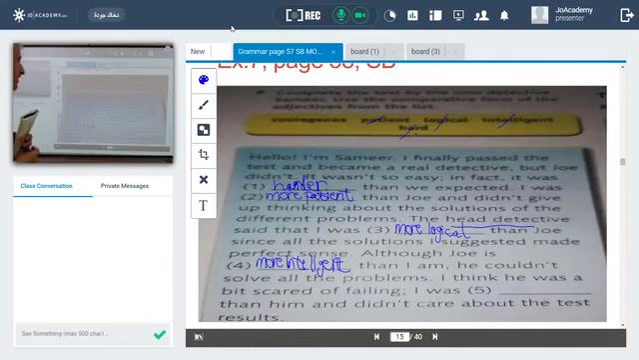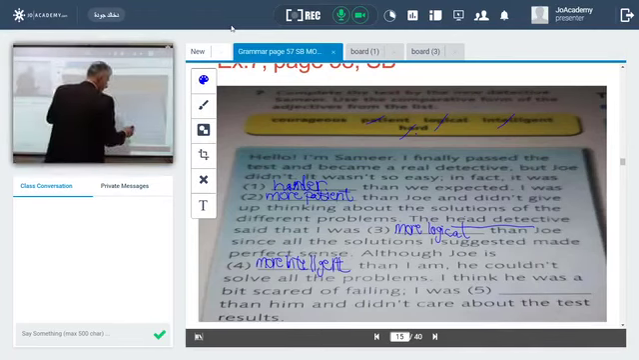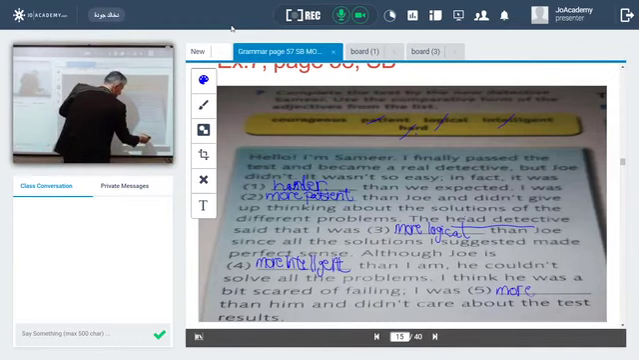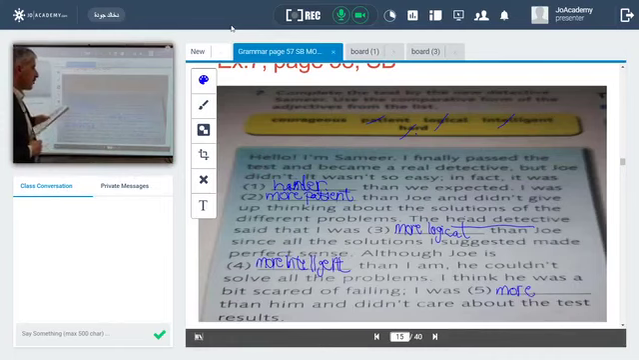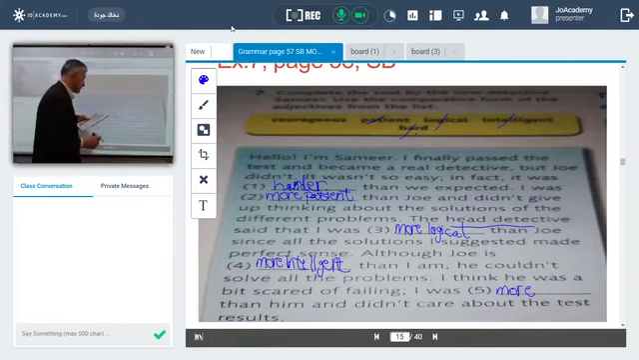I think he was a bit scared of failing. Joe was a bit scared of failing. I was what? I was more. We had one adjective left. So, I was more courageous.